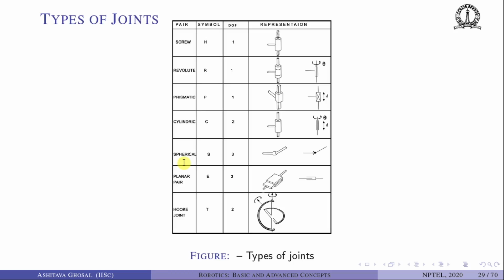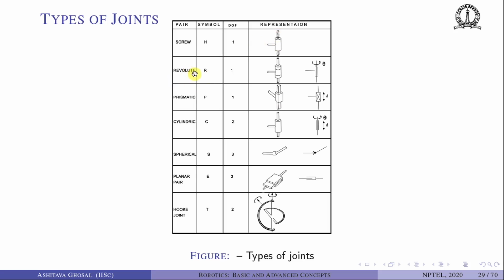Okay, so continuing, what are some of the main types of joints? Symbolically, we have these joints. Screw is denoted by an H, revolute joint by R, prismatic by P, cylindric by C, spherical by S, planar by E, and hook joint by T. A screw joint has 1 degree of freedom. So what is the 1 degree of freedom? Think of this white portion as one rigid body and the hatched portion as another rigid body. The white portion can rotate about this hatched portion and also translate up. But the rotation and translation are related by the pitch of the screw.